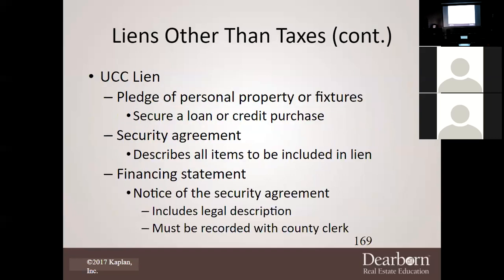They can also have the UCC lien, which is a pledge for personal property or fixtures. These are secured by a loan or credit purchase. The security agreement is going to describe all items to be included in the lien. And the financing statement is going to be the notice of the security agreement that involves the legal description. And it must be recorded with the county clerk. Okay? All right.